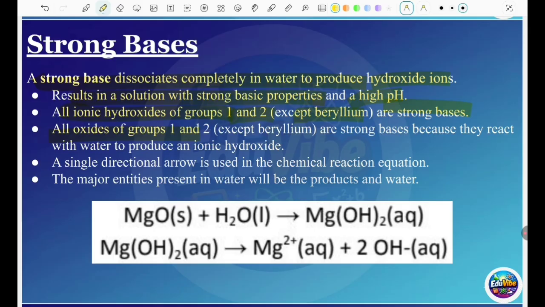And the oxides from groups 1 and 2, except barium, are strong bases because they react with water to produce an ionic hydroxide. That's why they are all strong bases, and the oxides are too. That's why we use the single directional arrow. Their major entities, the species present in water, will be the products and the water.